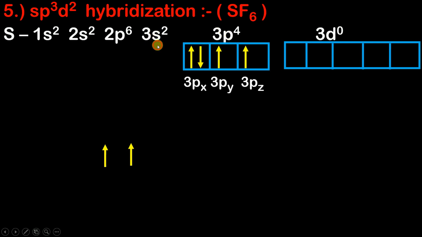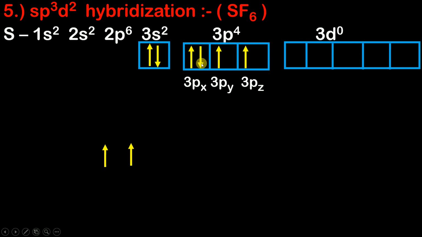Now, as you can see over here, inside this 3s subshell there is only one orbital present. Therefore, we draw one square, and inside this one square there are two electrons present. And as you can see over here, inside this 3p there are four electrons present. Since there are four electrons, one electron will fill each orbital, and the fourth electron will go in 3px.